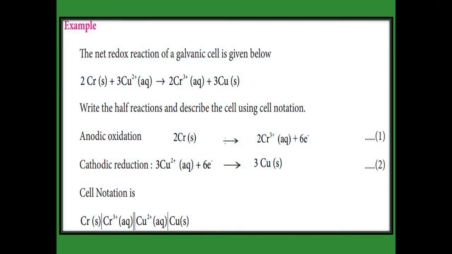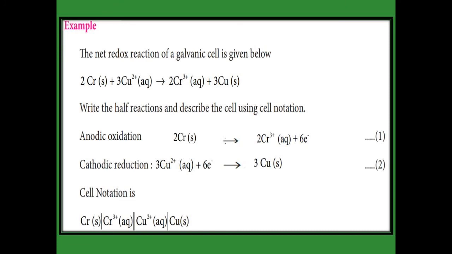Here the reaction is given. From that reaction we have to write the cell notation. Here see the reaction, chromium. Chromium in the reactant side is Cr, but in the product side it becomes Cr3 plus. What happened there? It lost the electron. So loss of electron means oxidation. Always oxidation occurs at the anode. So chromium will be placed in the anode compartment.